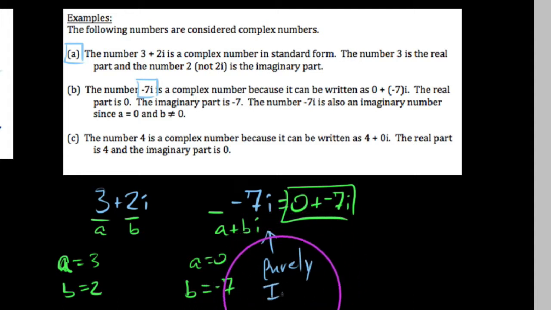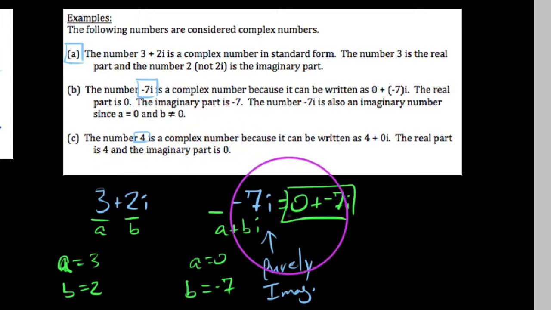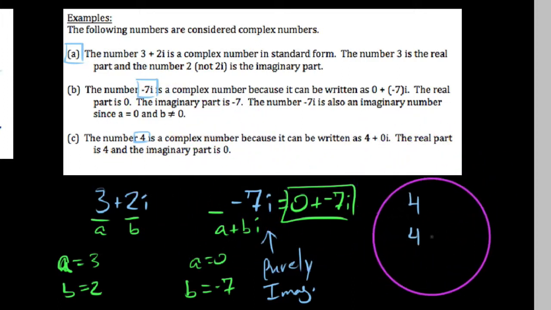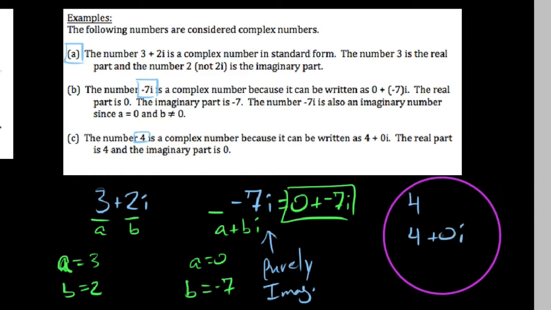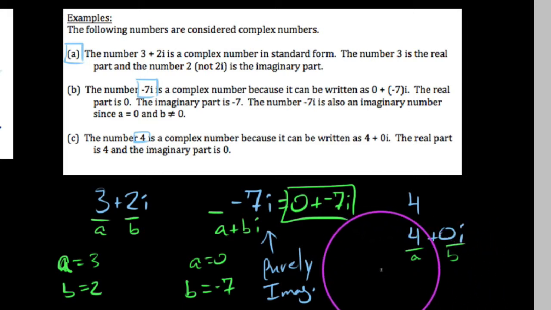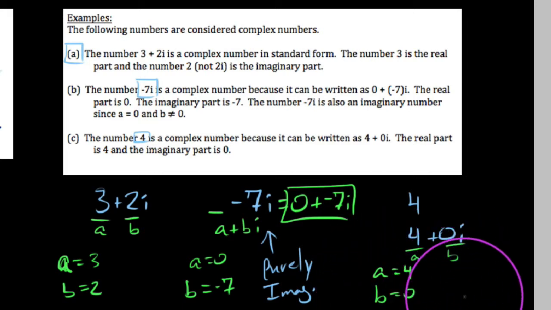So purely imaginary number. The next and last number I want to look at here is like 4. 4 is actually a complex number. The reason why it's complex is because we can write this as 4 plus 0i. And so this is our complex number in standard form. It just so happens that our imaginary part is 0. So we say 4, b is 0. And we would call this a purely real number, purely real, because its imaginary part was 0.